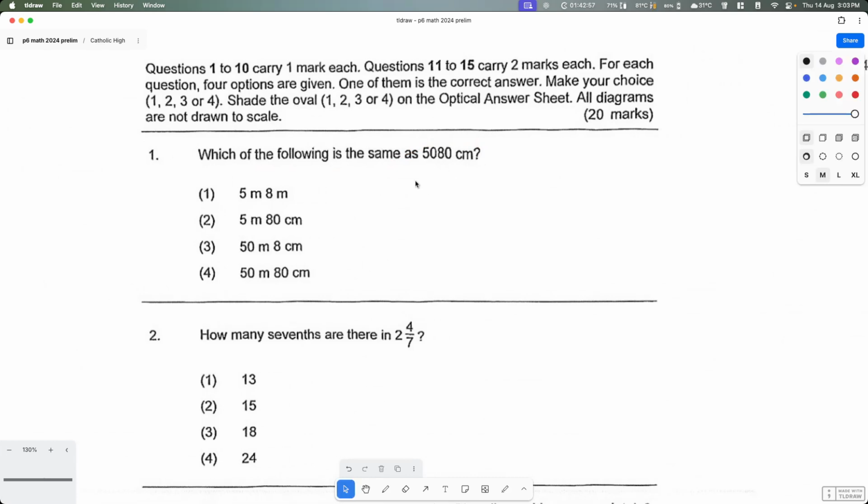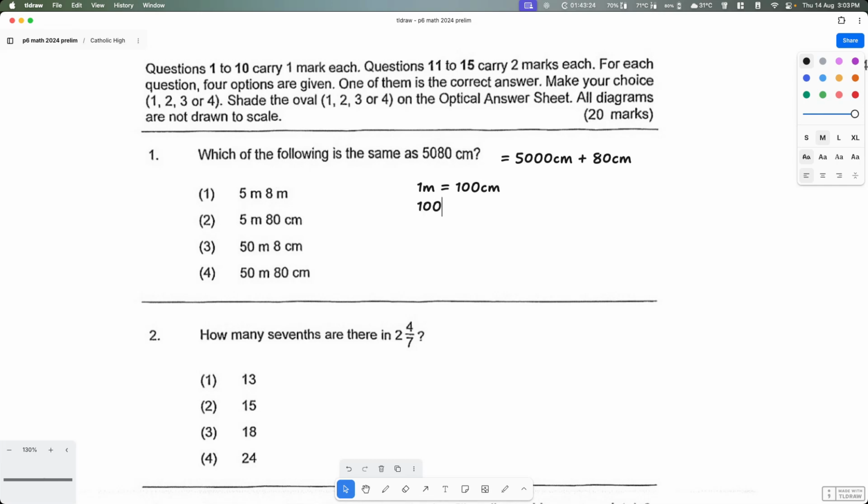Okay, so we know that there are meters and centimeters over here. So 1 meter is equal to 100 centimeters. So 50 meters 80 centimeters is equal to 5,000 centimeters plus 80 centimeters. We know 80 centimeters is the correct one. So what is 5,000 centimeters?